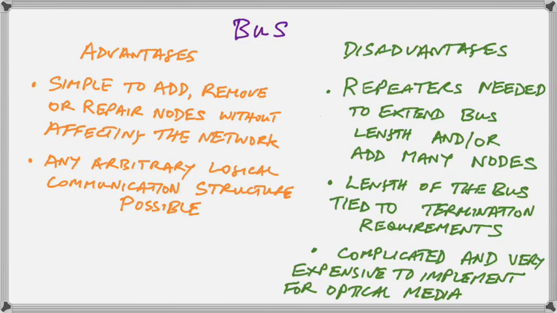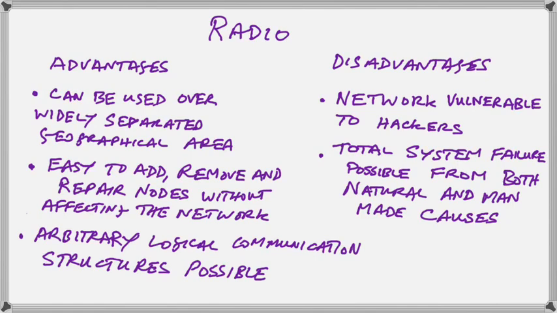Finally, the bus system of all the systems is the most expensive and difficult to use when trying to use optical media like fiber optics. It leads to very complicated systems, and they are more expensive. So if you're having a fiber optic system, it's not that it can't be done, it's just a little more difficult to do. Finally, we get to radio networks.